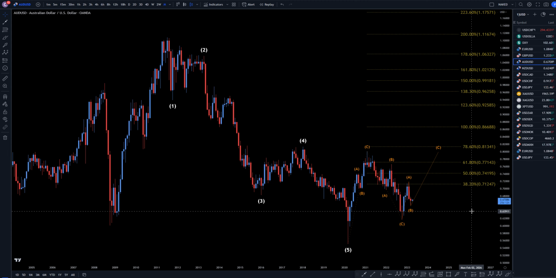Hello traders, FX Pip Collector here, and today is Monday, April 3rd, and we're going to be analyzing the Aussie US dollar starting on the monthly, working my way down to the 1 hour time frame.